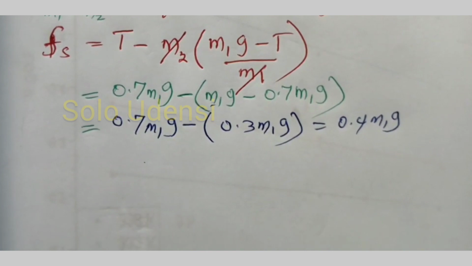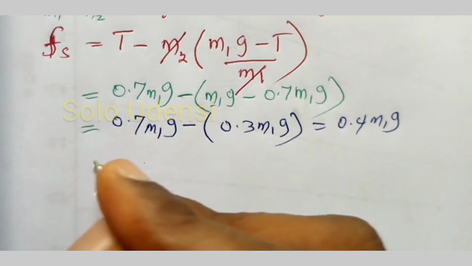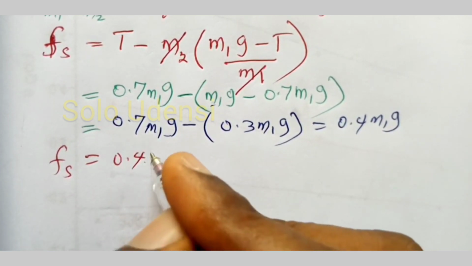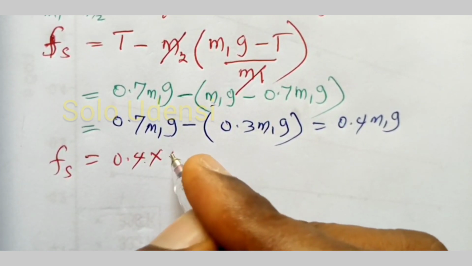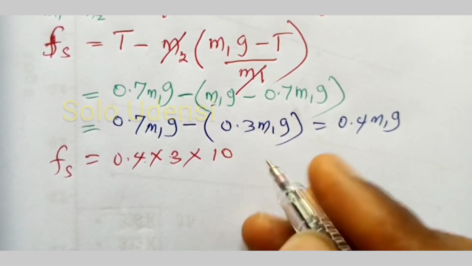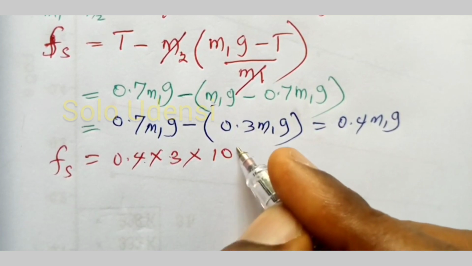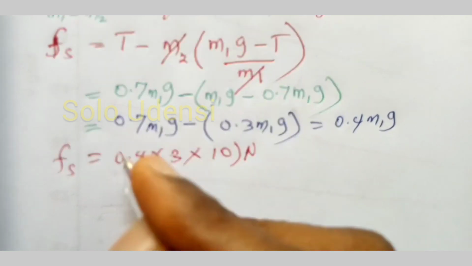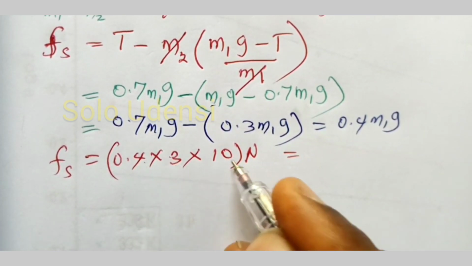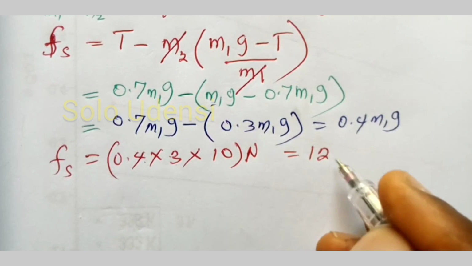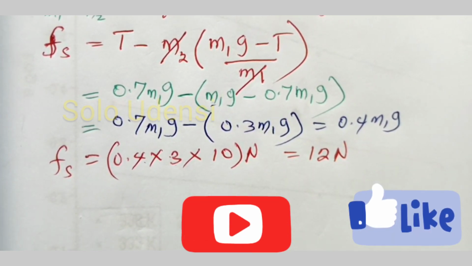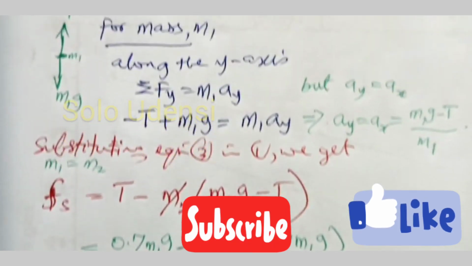After which we'll substitute, so that our Fs will give us 0.4 times m1, which is equal to m2, is 3, times g. Let's just take it to be 10 meters per second squared, so our answer will be in Newtons. So we see that 0.4 times 3 times 10, 4 times 3, is 12 Newtons. So the frictional force is 12 Newtons. So that is how to do this type of problem using a free body diagram.